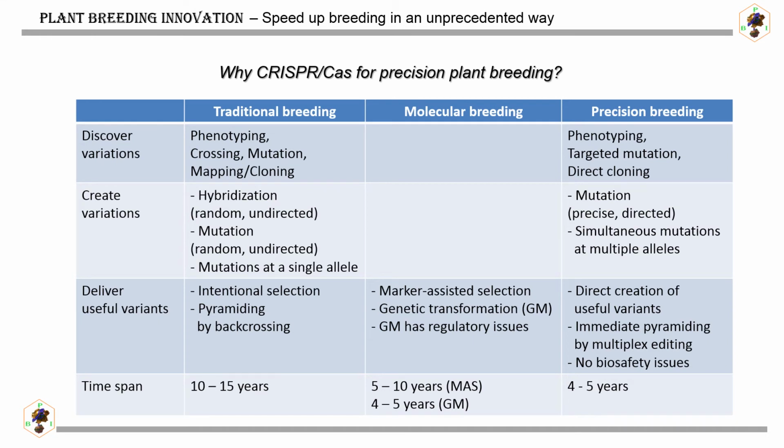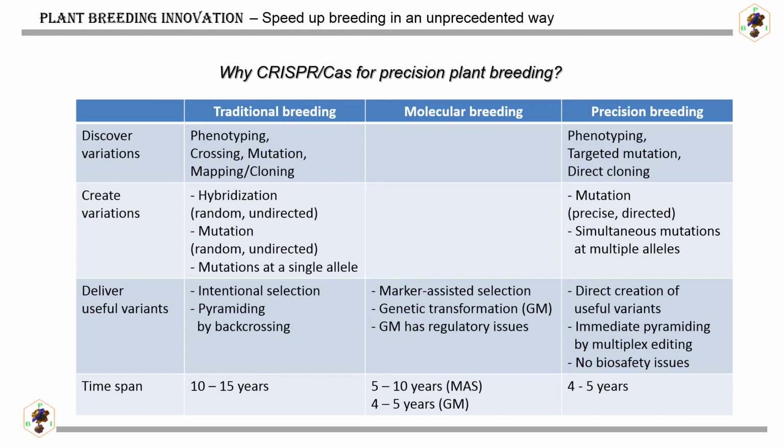To create new variations, traditional breeding is undertaken by hybridization between two different genotypes and also by mutation breeding. The nature of mutation is random and undirected, while in precision breeding, mutation is highly precise and directed. Once a specific gene or gene candidates are defined based on sequence information and bioinformatics, loss-of-function or gain-of-function mutations can be obtained in one generation. In contrast to traditional mutation breeding, simultaneous mutations at multiple alleles can be created in polyploid plants.